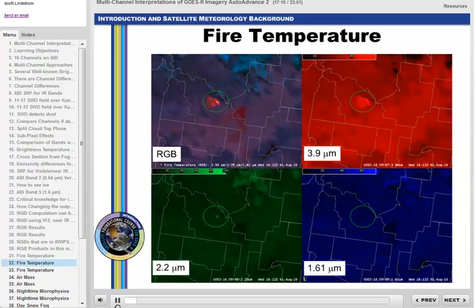Not all the dynamic range in the channels is used in the RGB. That's shown here. For the red channel, only temperatures between 0 to 60 Celsius are considered. For the green, reflectances of 0 to 100 are considered, and for the blue, reflectances of 0 to 75 are used. In addition, a gamma of 2.5 has been applied to the red.